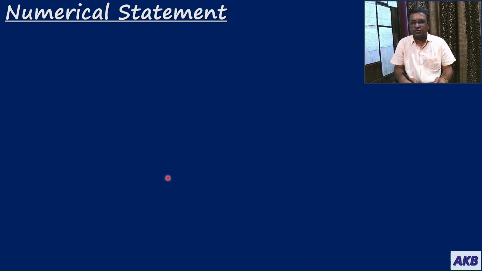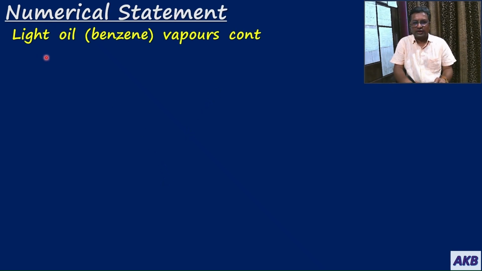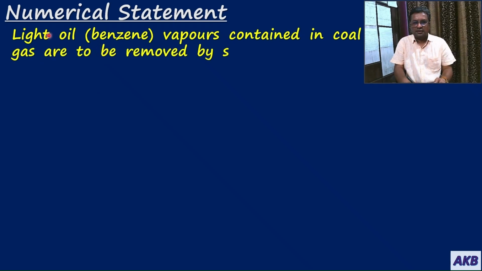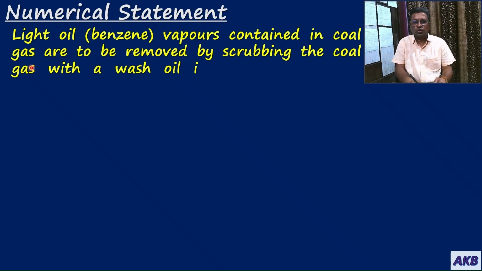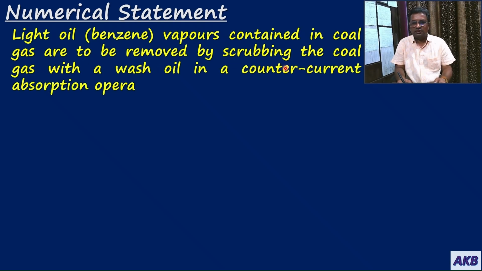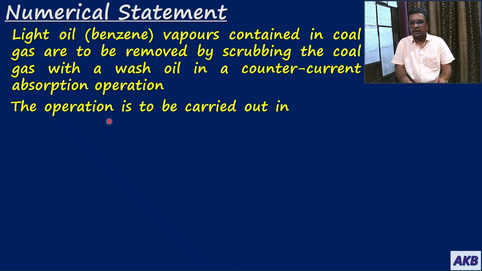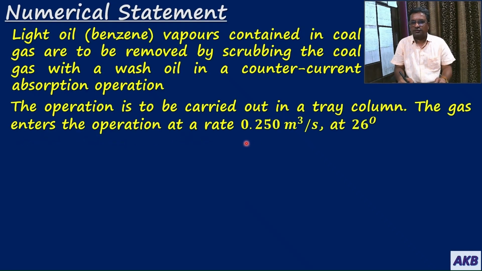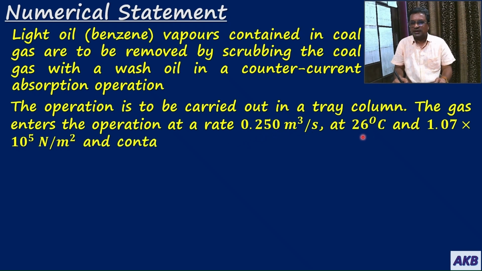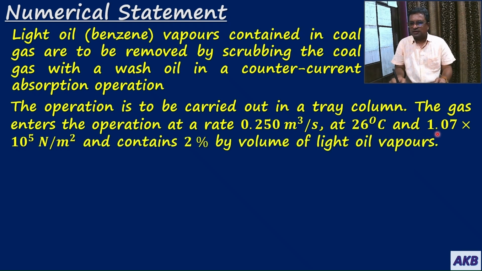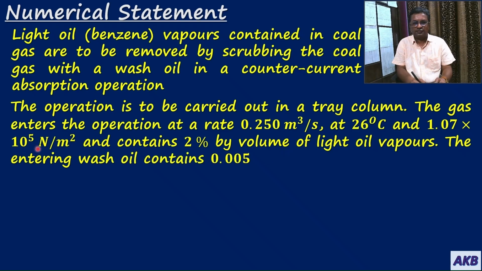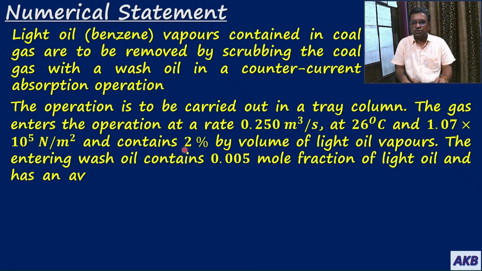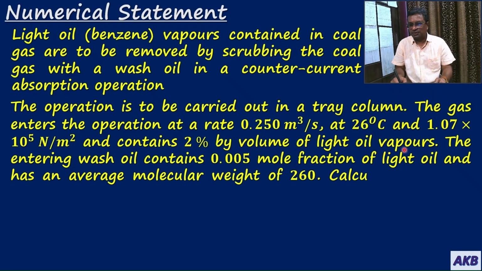To start with, we will look at the numerical statement. So light oil, which in this case is benzene. Light oil vapors contained in coal gas are to be removed by scrubbing the coal gas with a wash oil in a counter current absorption operation. The operation is to be carried out in a tray column. The gas enters the operation at a rate of 0.250 meter cube per second at 26 degrees Celsius and 1.07 into 10 to the power 5 Newton per meter square, and contains 2% by volume of light oil vapors.